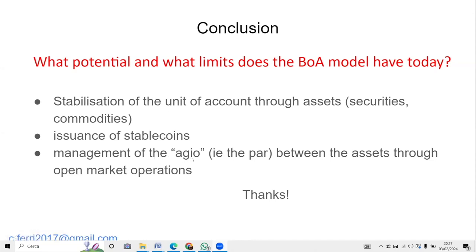The management of the agio, that is, the word used in the past for the exchange rate between the assets, and with the vocabulary of Perli and Merli it can be called the par. And the Bank of Amsterdam used for the first time open market operations. So these are some suggestions that need further research, but if you have some idea on that, you're welcome.